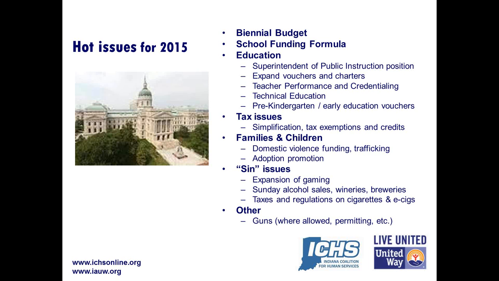pre-K, etc. A lot of pressure, and tax issues is going to be a big issue this year, with an emphasis about simplification. Simplification is in the eye of the beholder, and as we deal with that, with exemptions and credits, the concern will be, are there any things that might be eliminated in that process? A lot of discussion about domestic violence issues and sexual trafficking, adoption promotion, and in a broad way around rape issues and such. There are several bills being filed there.